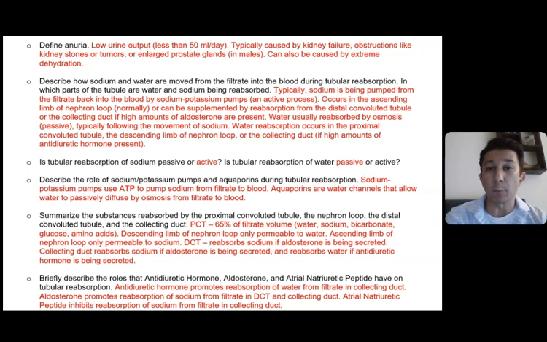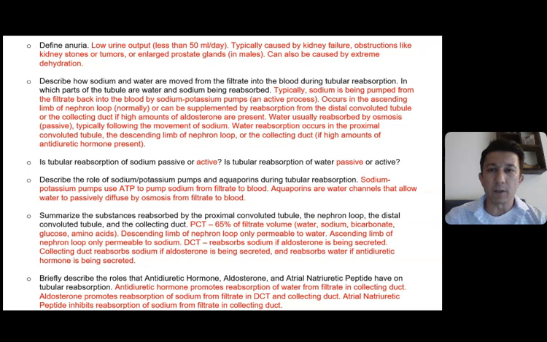Typically sodium is being pumped from the filtrate back into the blood by sodium-potassium pumps, as I mentioned earlier. Those sodium-potassium pumps require ATP energy, so that is an active process, because the kidney is actually having to use ATP energy to move sodium from the filtrate back into the bloodstream. Typically that reabsorption, or pumping of sodium, is going to occur in the ascending limb of the nephron loop. That's the normal place where the kidney is going to reabsorb a lot of sodium.